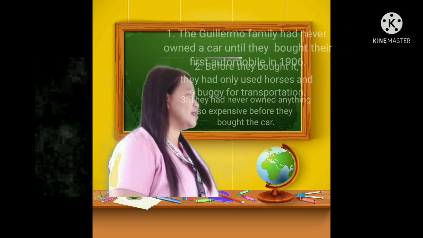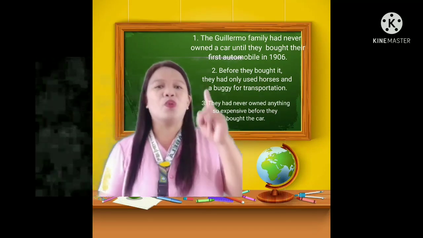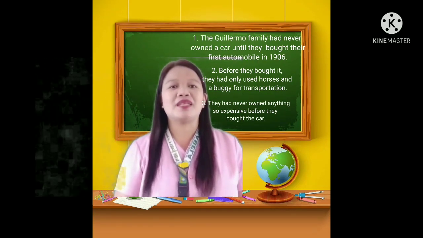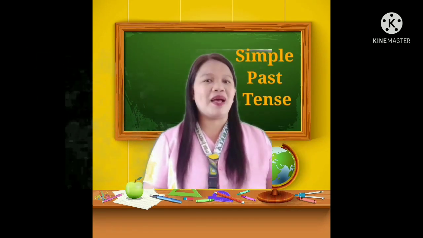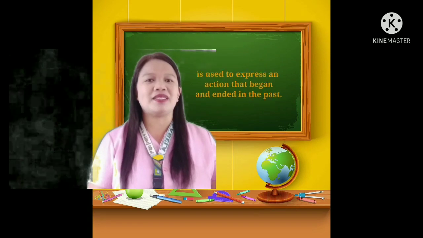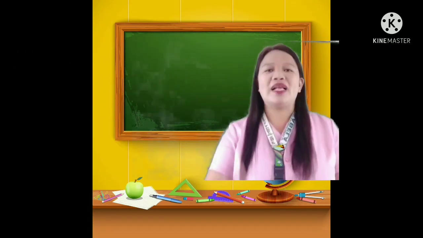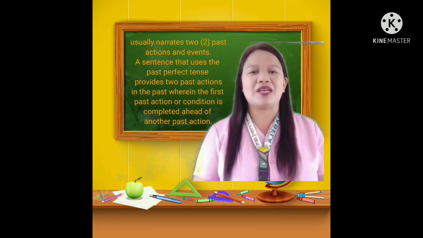In all of these sentences, there are two past actions. However, one past action had happened earlier before another past action took place. In expressing this, we need two tenses of verbs: simple past tense and the past perfect tense. The simple past tense of the verb is used to express actions that began and ended in the past, while the past perfect tense usually narrates two past actions.